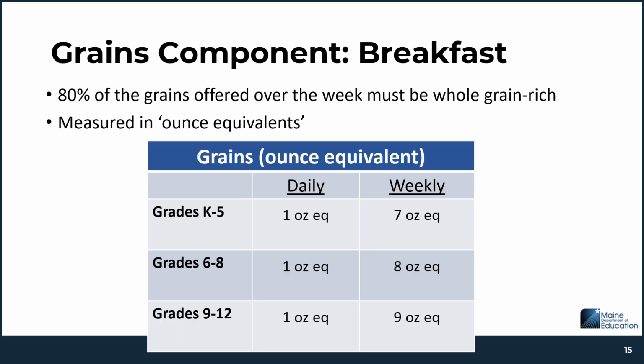The grains component is a required component for school breakfast. There are both daily and weekly minimum requirements that must be met. By looking at the chart, you'll see that to meet the minimum daily requirements for grades K through 5 and 6 through 8, you will need to offer more than the minimum daily amount of 1 ounce equivalent.